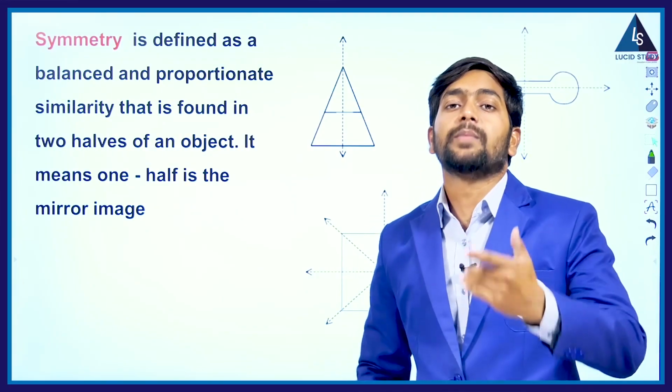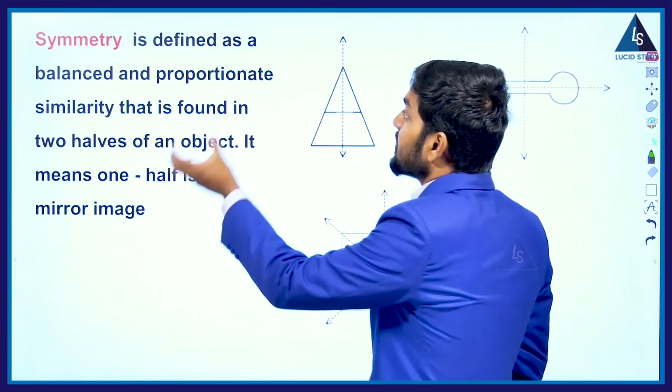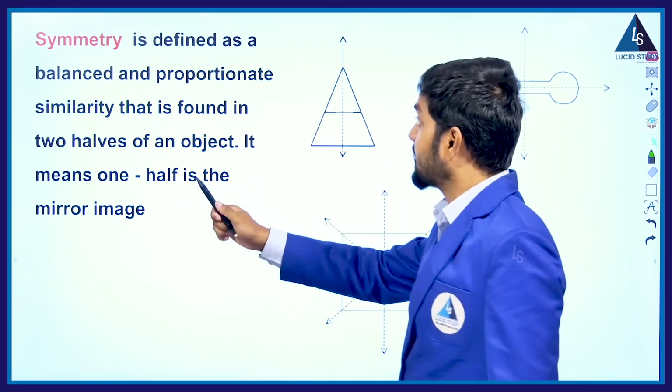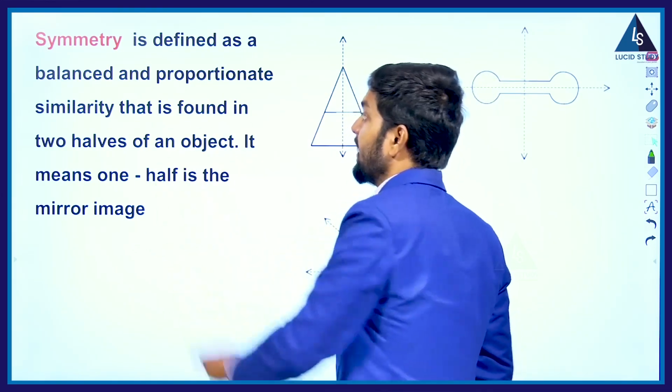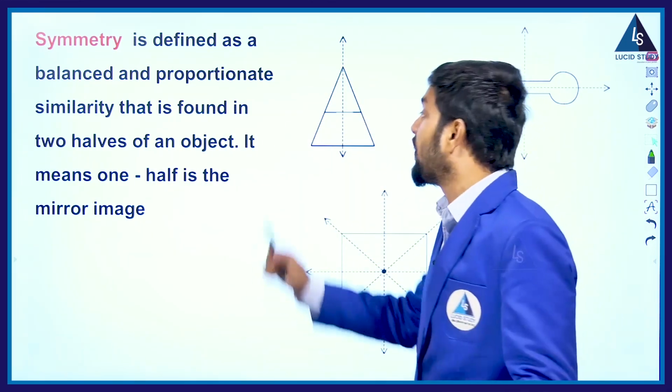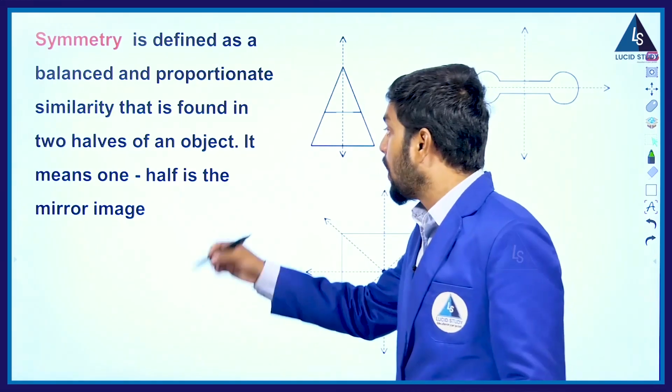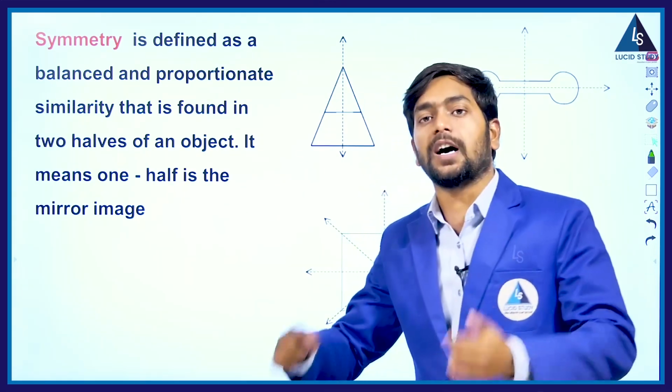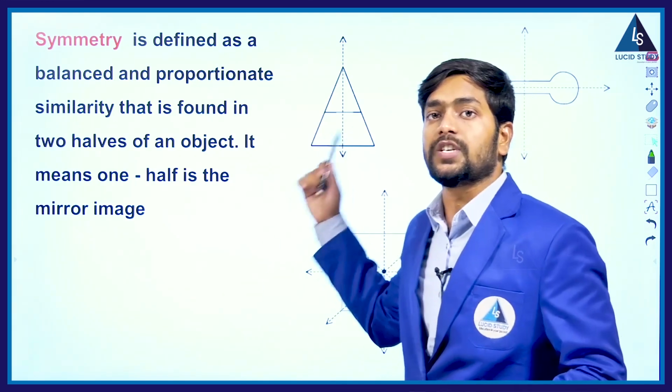Now we'll see symmetry. Symmetry is defined as balanced and proportionate similarity that is found in two halves of the object. It means one half is the mirror image of the other. Here you see the figures.